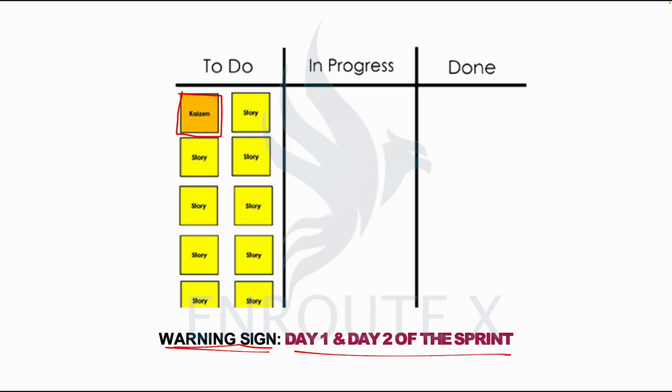Let's go back to the last one, and I'll quickly explain before we close this class why this is a warning sign. It is a warning sign because this is between day 1 and day 2 of the sprint, and we can see from here that no story is moved in progress at all. There is no story in progress. If one day into your sprint and second day into your sprint, no story had been moved from your board, then it becomes a warning sign.